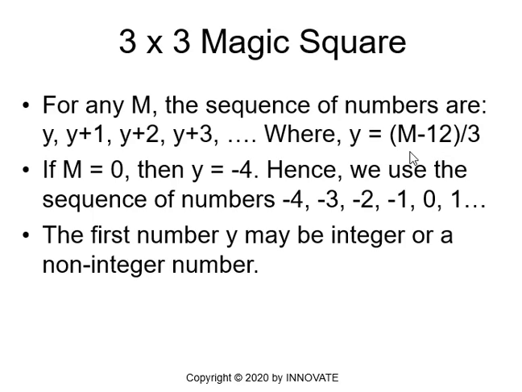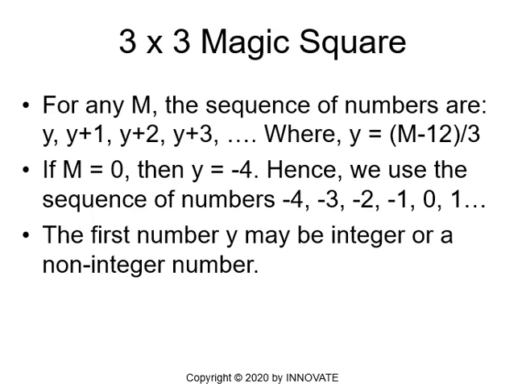Hence, if we need m to be 0, then y is minus 4, so the sequence of numbers we must use is minus 4, minus 3, minus 2, minus 1, 0. Now, if m is 1, for instance, if we need m equal to 1, not 0, y will be (1 minus 12), which is minus 11, divided by 3. So this will be a fractional number, okay? So the numbers do not have to be integers. You can have any numbers. The first number y, again, may be an integer or a non-integer number.